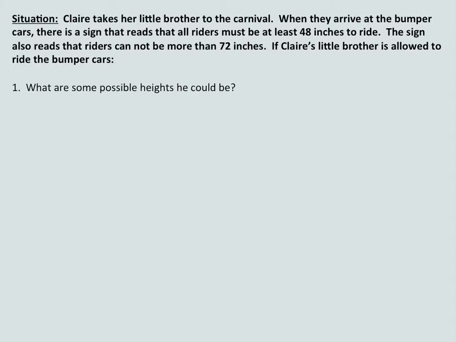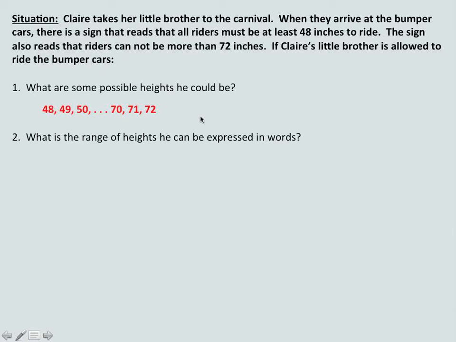Well, if he's going to ride, he has to be more than 48, or at least 48, excuse me. So he could be 48, he could be 49, he could be 50. He could be any of the fractions in between those numbers, like 48 and a half. And he can go all the way up to 72, but he cannot be more than 72. So 48, 49, 50, 51, 52, 53, 54, all the way up to 70, 71, 72. Again, he could be the decimals in between these also. He just can't be smaller than 48, and he can't be more than 72.